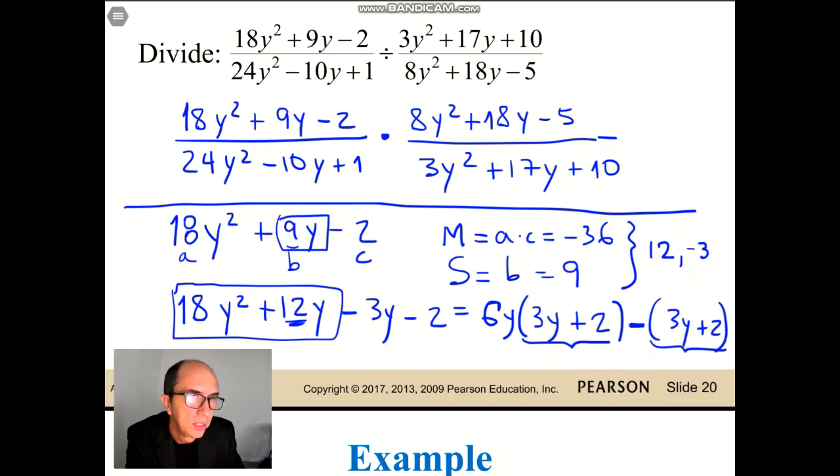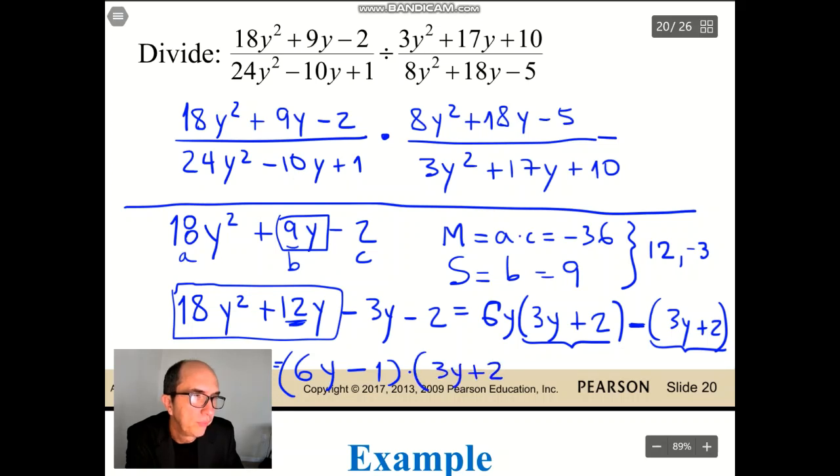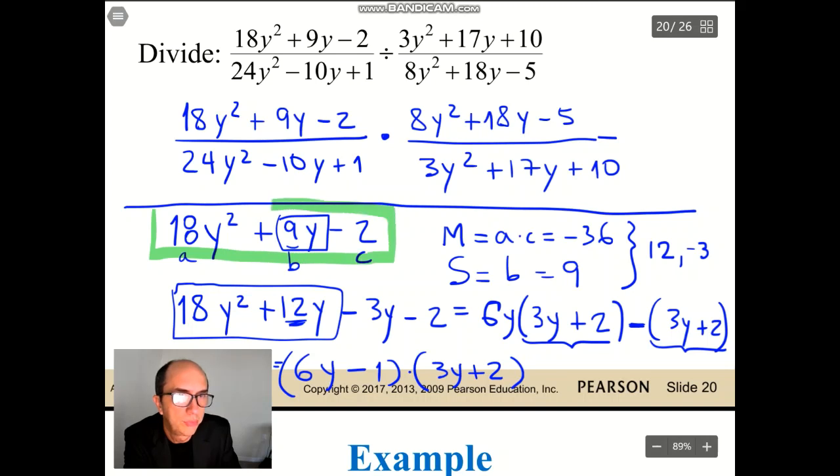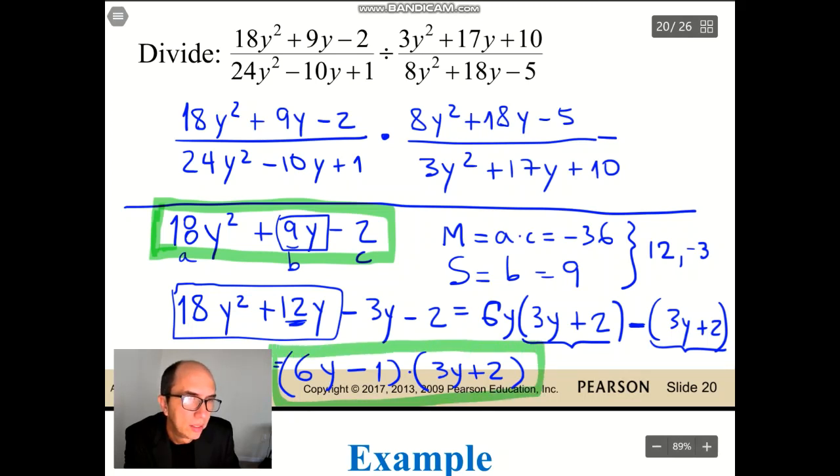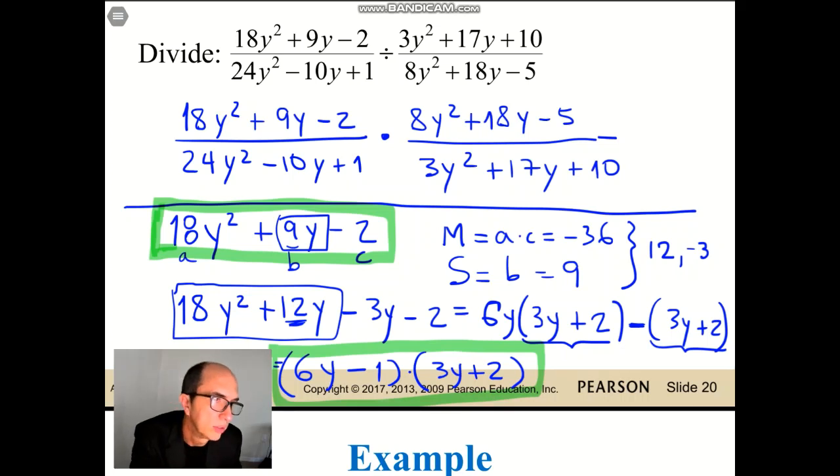This is going to be 6y minus 1 times 3y plus 2. This is the way. It's a little bit of a hard way, as I told you. In the future we're going to learn how to use the quadratic equation, which makes things a little bit easier. But this is one way to find out how to factor this expression, which is going to be equal to that multiplication of two factors.